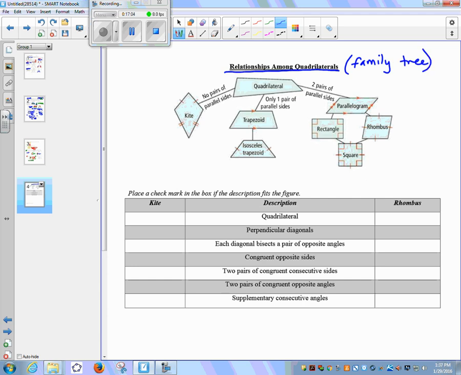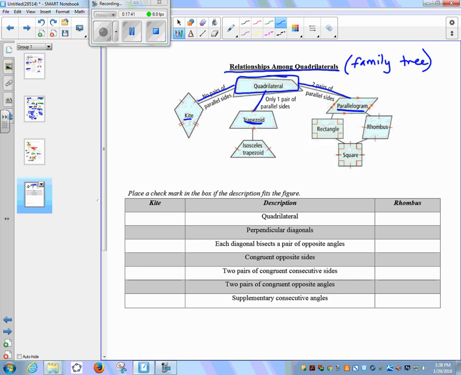So quadrilateral is the big category. You've got three basic types of quadrilaterals that come off as branches. You've got kites, trapezoids, and parallelograms. Kites have no pairs of parallel sides, trapezoids have one pair of parallel sides, and parallelograms have two pairs of parallel sides. So those are the three basic types of special quadrilaterals.